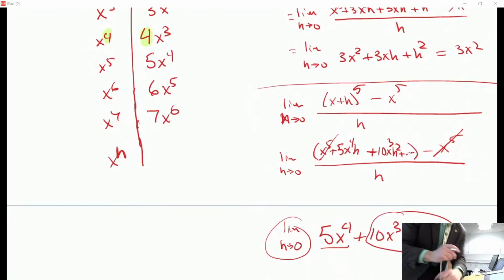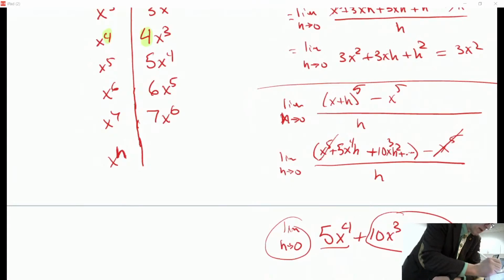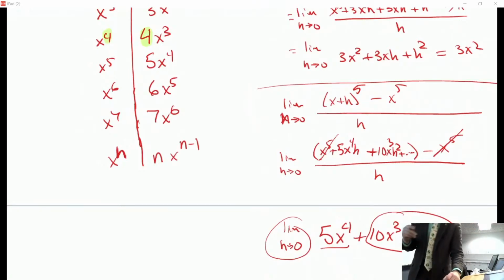So it's the same trick. You take the exponent, multiply it by x, and then change the power to be 1 less. Very nice. All right, so x to the n, the formula is going to be n times x to the n minus 1.